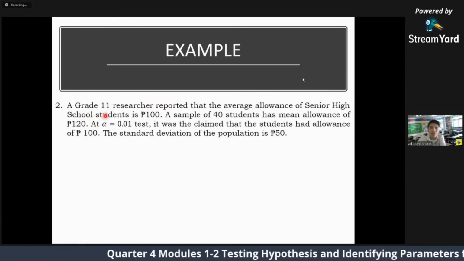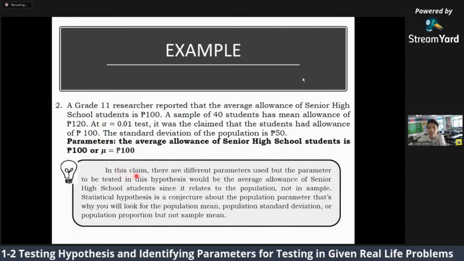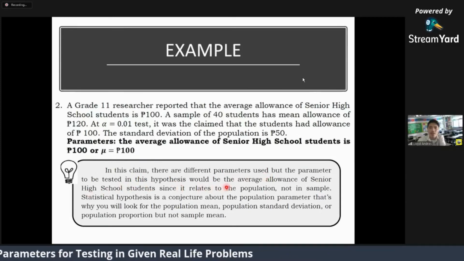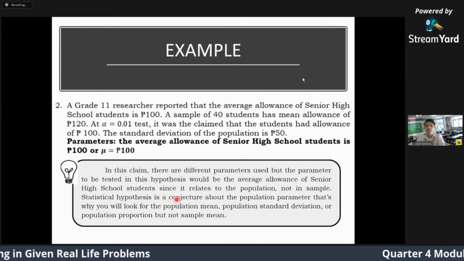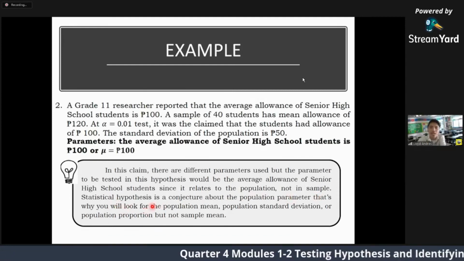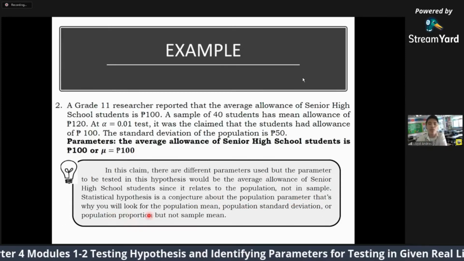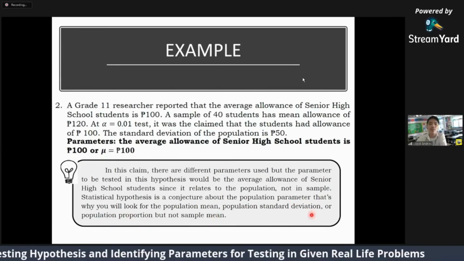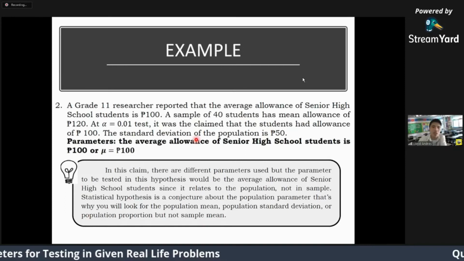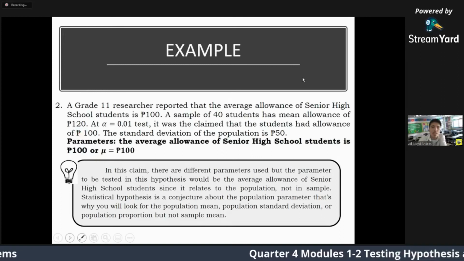So the grade 11 student reported, that is right. In this claim, there are different parameters used, but the parameter to be tested in this hypothesis would be the average allowance of senior high school students, since it relates to the population, not the sample. A statistical hypothesis is a conjecture about the population parameter. That is why you look for the population mean, population standard deviation, or population proportion, not the sample mean. So it is not 120; instead, it is 100, because 120 is just the sample mean, not the population mean.